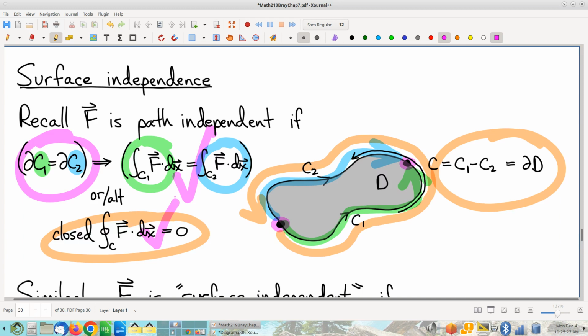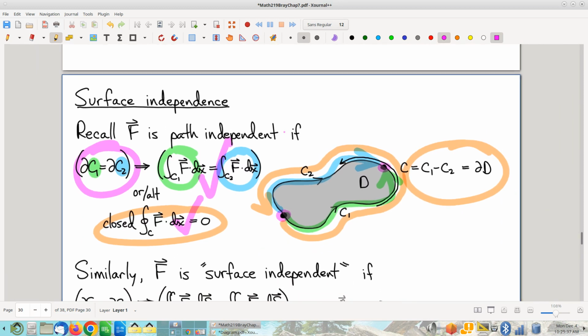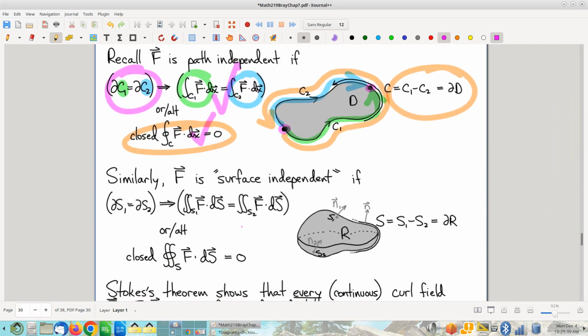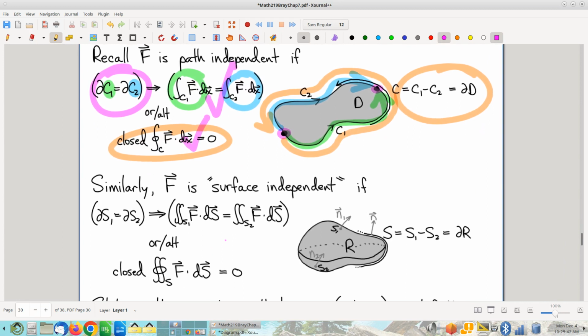Now let's talk about the one dimension up equivalence, an analogous thing, and that is surface independence. Let me try to spread this out a little bit. As I color code this, I'm going to try to maintain the color coding pattern so you can see the comparison points. Up here we started with a shared starting point and a shared ending point. In other words, we started off with a shared boundary for the various curves.